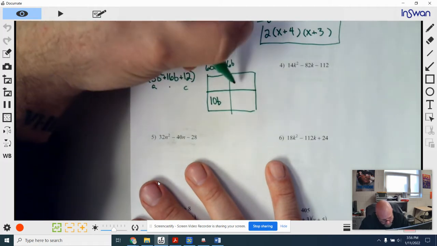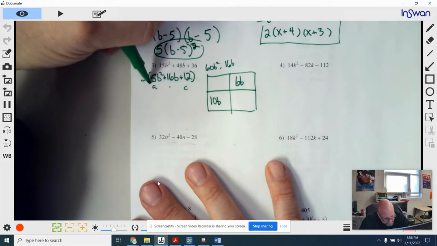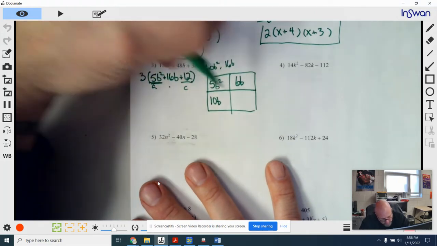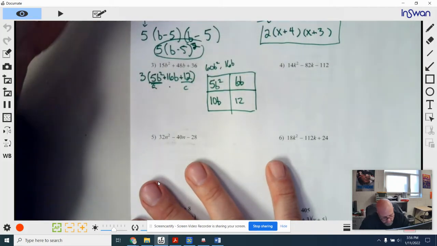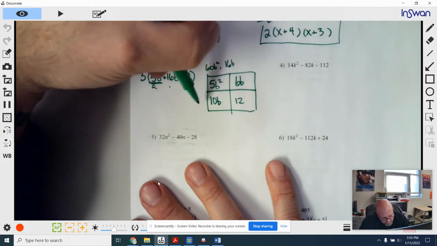I could put that there. I could put this one there. I could flip it around. But the a term I should put here, and the c term I should put down here. Okay, so then I'm going to go straight across here, and I'm looking at a GCF.